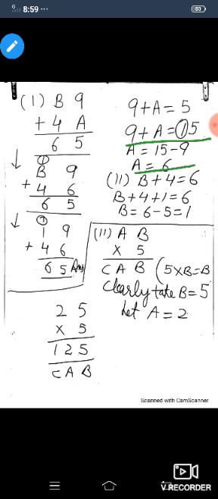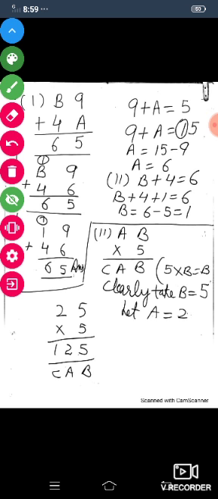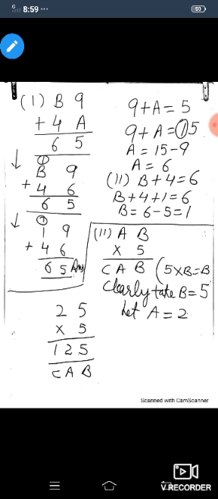Now, putting the value in the second part, it is B9 plus 46, that is equal to 65. Naturally, 9 plus 6 is equal to 15. So, 1 is carried to B. Then B plus 1 plus 4 is equal to 6. Then what is B? B is 6 minus 5, that is equal to 1. So, class, the answer is 19 plus 46 is equal to 65, where B stands for 1 and A stands for 6.